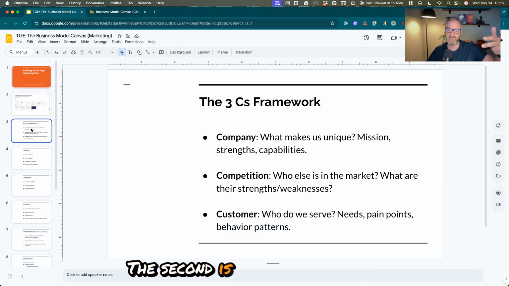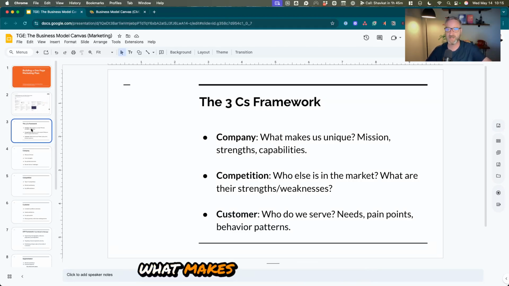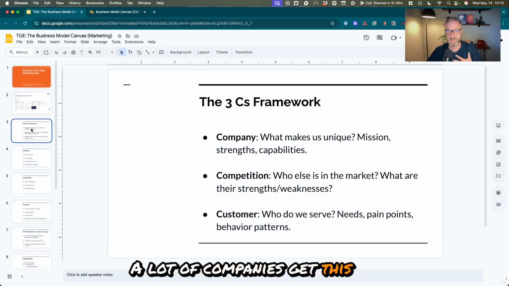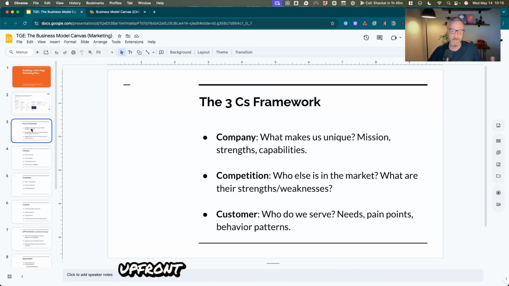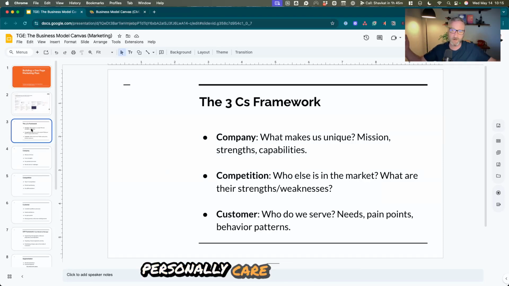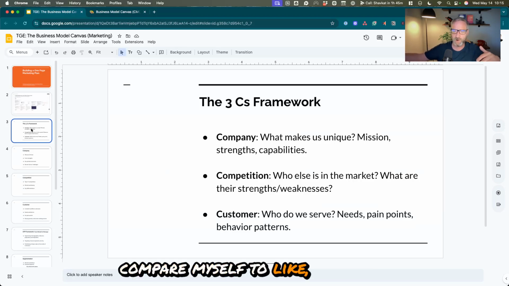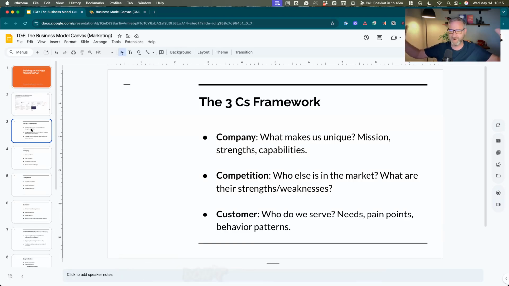The second is competition. Chances are other folks are doing this. So if we're going to do it too, what makes us unique in our offering of it? Right? A lot of organizations get this wrong up front because they're not clear on their competition. Now, to be clear, I don't personally care much about competition. I don't read the competition press and compare myself to them. I don't really care.